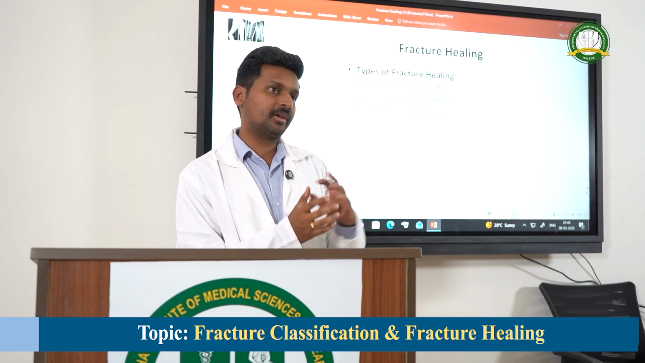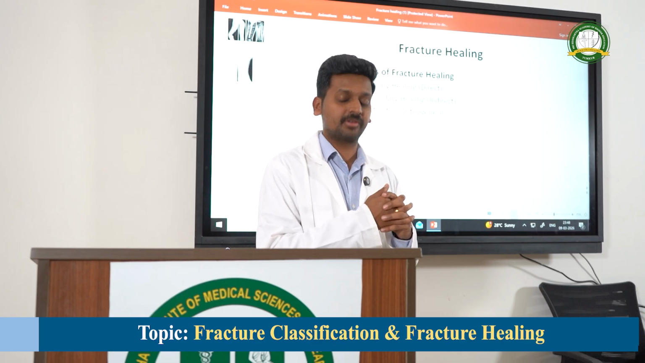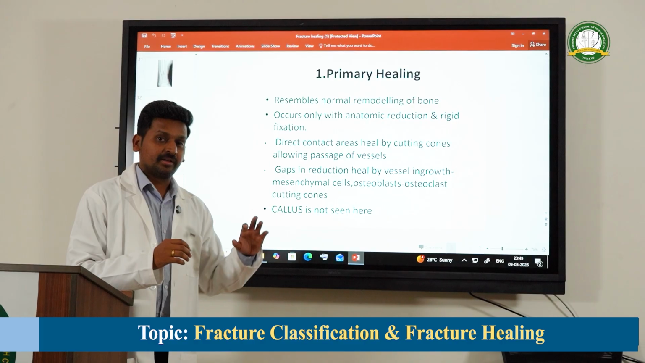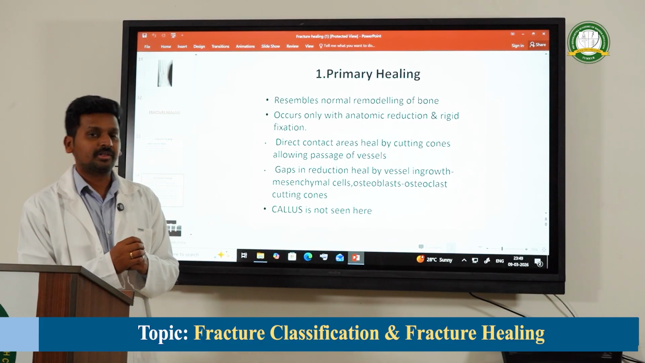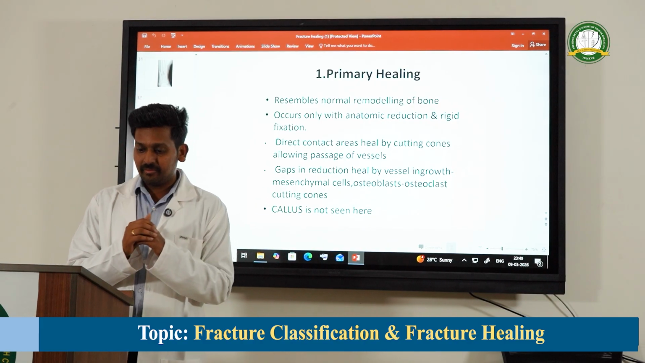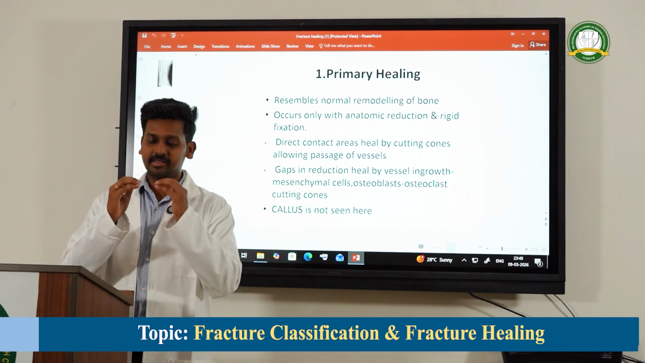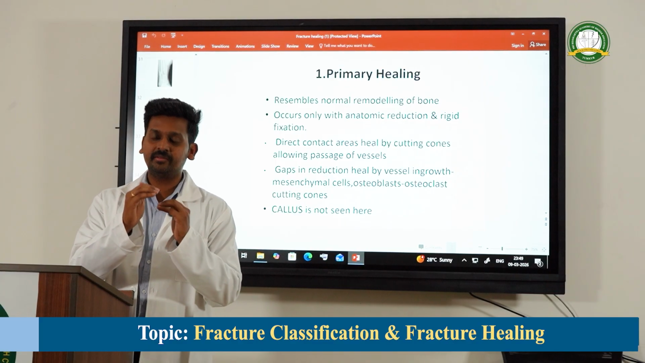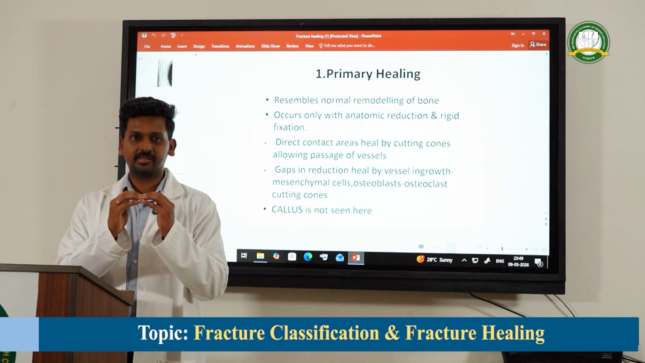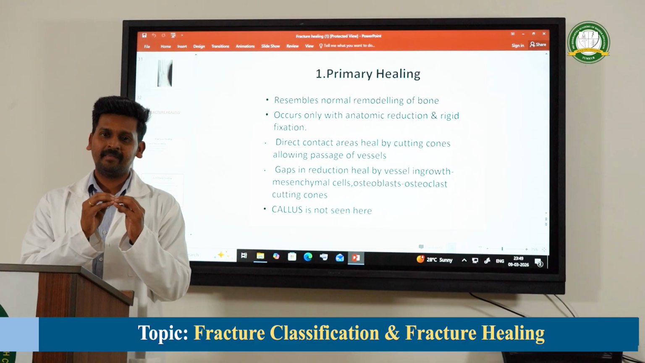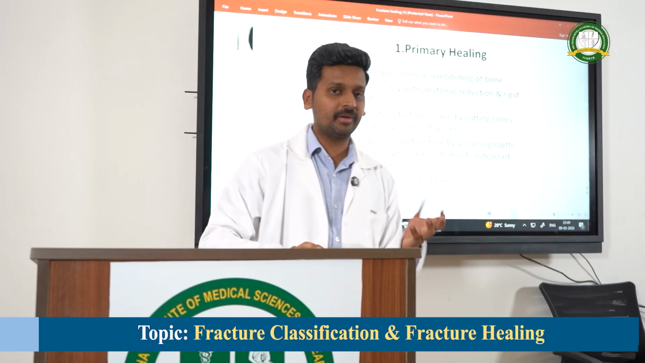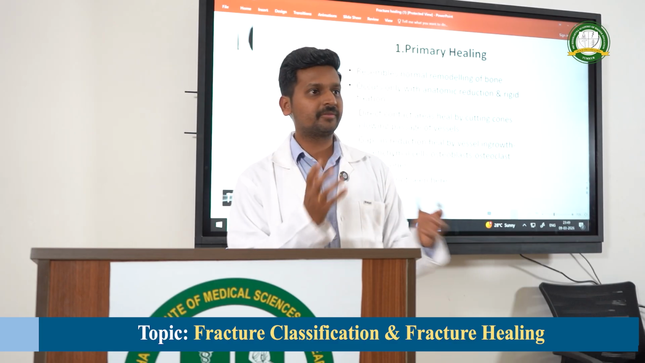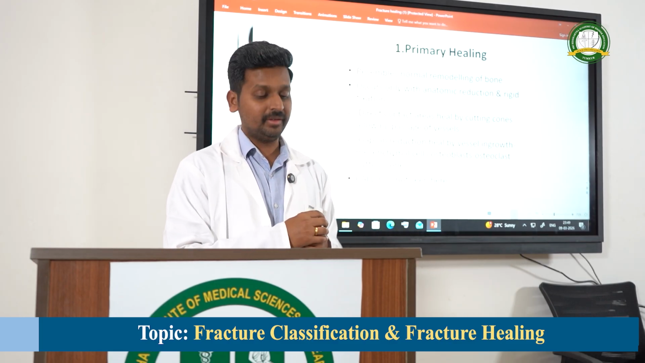Primary healing we call direct healing, and secondary healing is also called indirect healing. In primary healing, it resembles the normal remodeling of the bone. It occurs only when there is anatomic reduction of the fracture site. Let's say you take a piece of paper and you join it. Sometimes we don't see the line where the paper was torn. So if we are able to reduce the bone anatomically, that leads to primary healing. It occurs when there is anatomic reduction and rigid fixation. Rigid fixation implies there is not much movement at the fracture site.